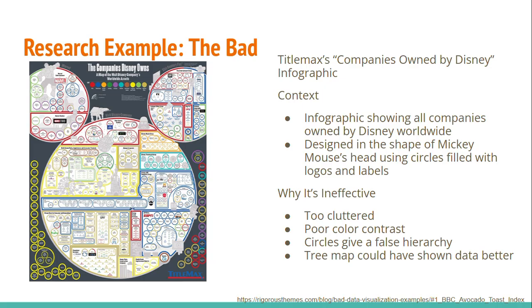Why it's ineffective. The creative design choice actually hindered its purpose. It's too cluttered, making it hard to follow any structure. The poor color contrast and inconsistent use of color make it unreadable in many sections. The circles create a false sense of hierarchy. The size or placement of a circle doesn't actually tell you how important a company is. In this case, a tree map would have been a much better choice to show the hierarchy and composition of Disney's ownership.